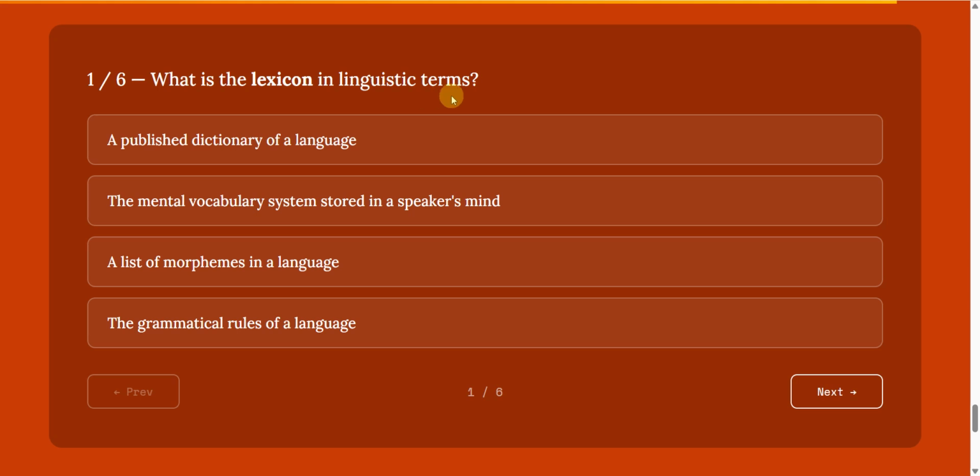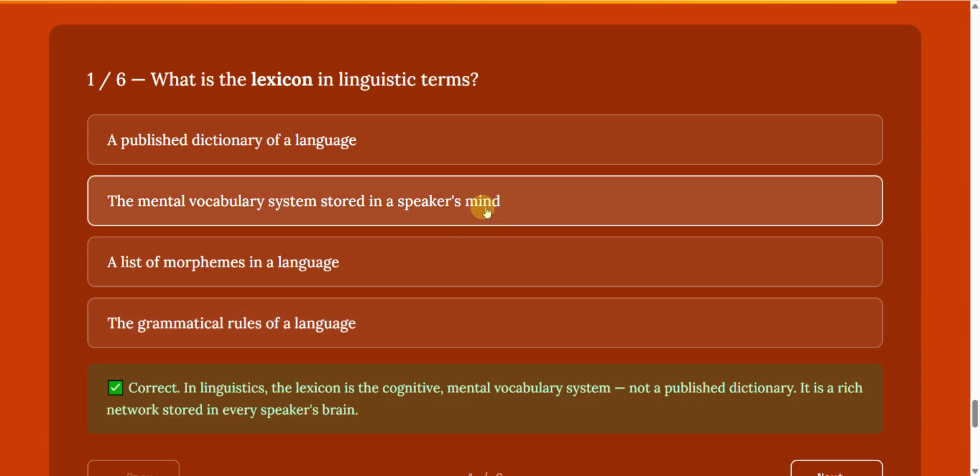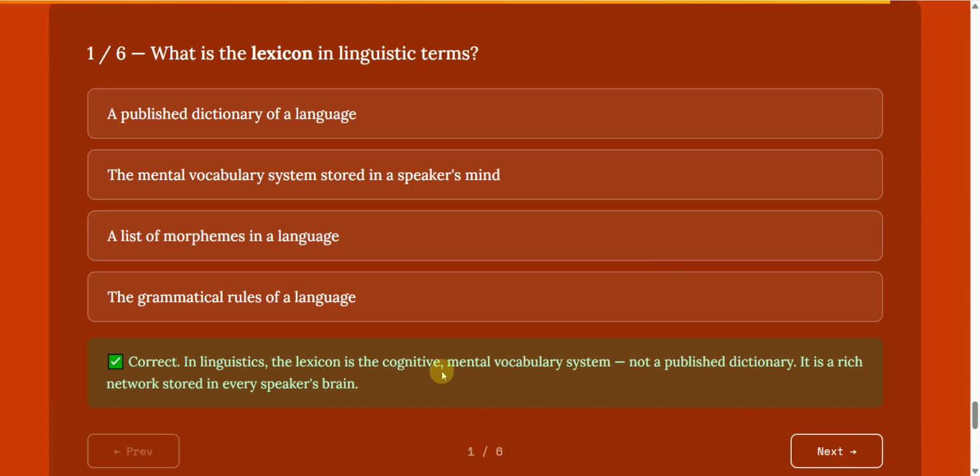So what is the lexicon in linguistic terms? A published dictionary of a language, the mental vocabulary system stored in a speaker's mind, a list of morphemes in the language, or the grammatical rules of a language. Well, we have discussed this earlier, that it is in our mind. So this is the correct option. In linguistics, the lexicon is the cognitive mental vocabulary system, not a published dictionary. It is a rich network stored in the speaker's brain.